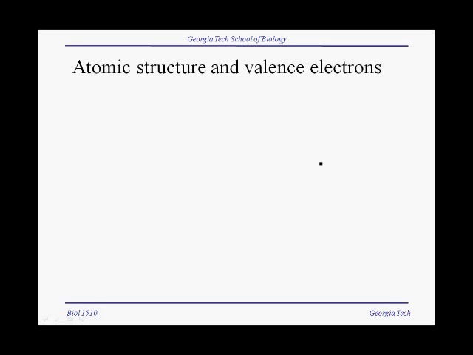To be able to understand that, we need to first review the atomic structure and valence electrons. You should recall that atoms are made of protons in the nucleus plus neutrons. So protons, remember, have a charge of +1 and a mass of 1. Neutrons have no charge and a mass of approximately 1 as well. So these two subatomic particles are in the nucleus of the atom, and then surrounding the nucleus are electrons.